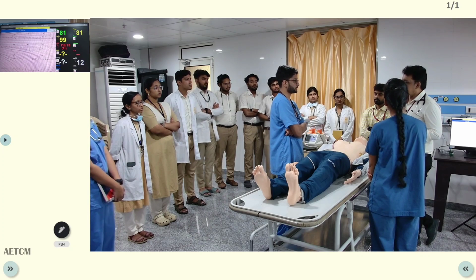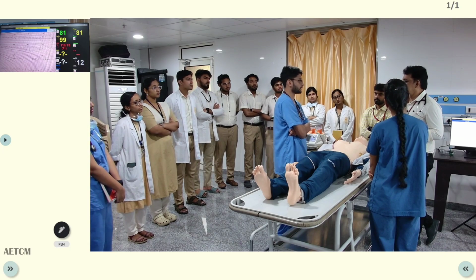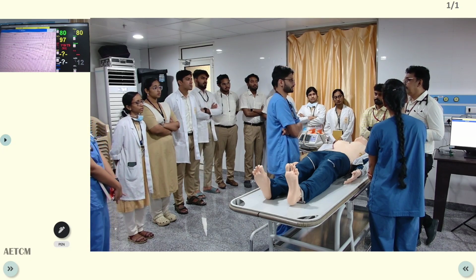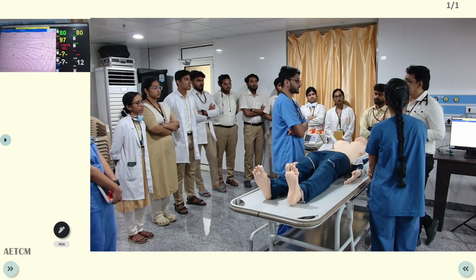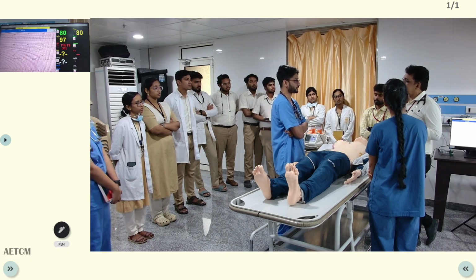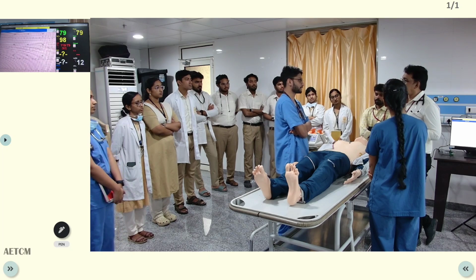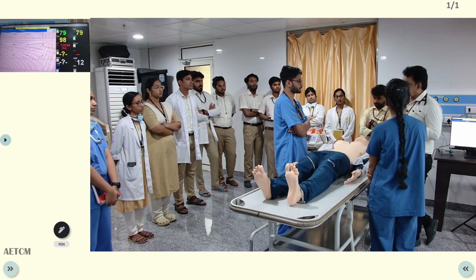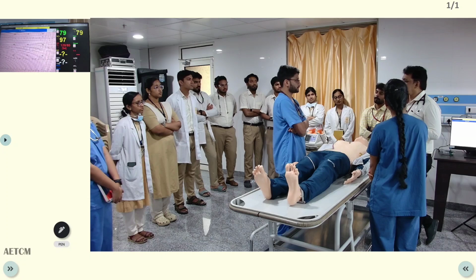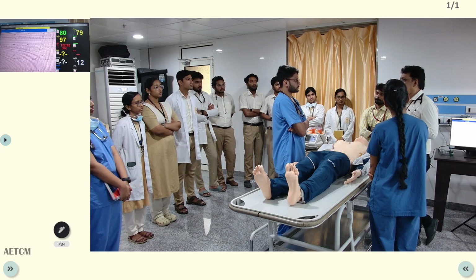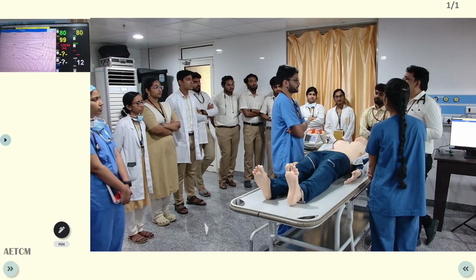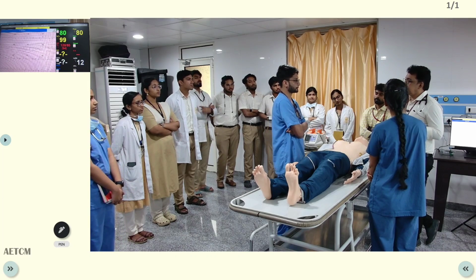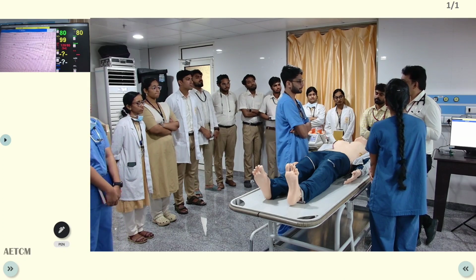ACE inhibitors or ARBs. Then second one, diuretic. Which diuretic do you want to give? Furosemide with spironolactone. Furosemide is for fluid removal. Spironolactone is potassium sparing, and that also has an action in the heart that prevents this remodeling. Okay, then third one, beta blocker. These three drugs have to be given for this patient. Anything else?